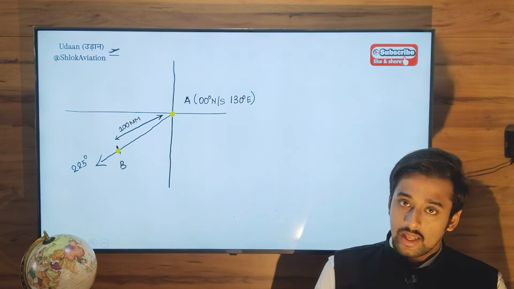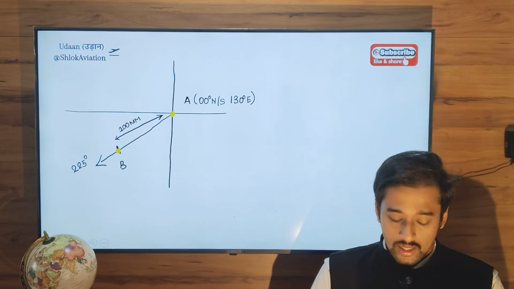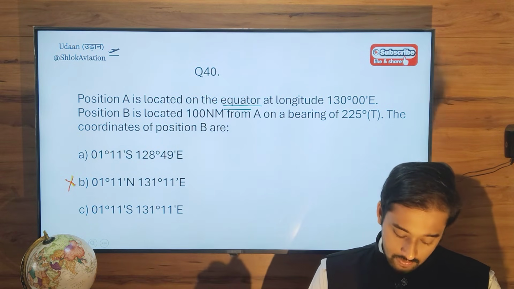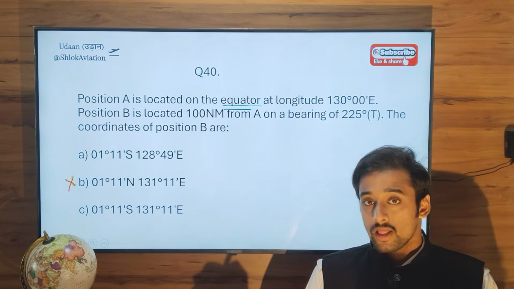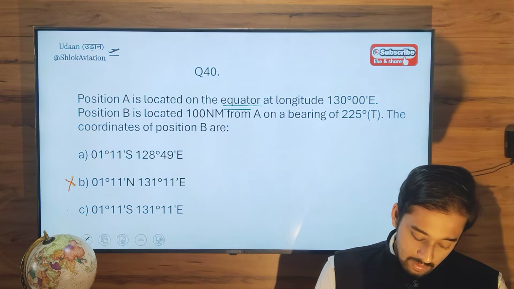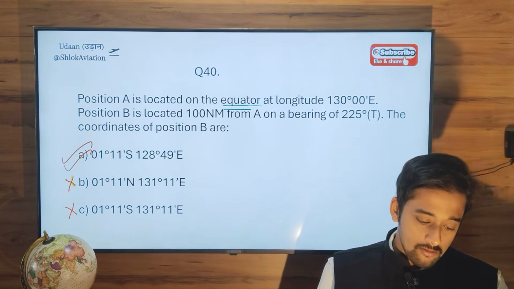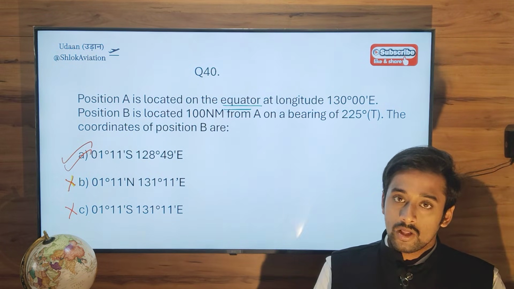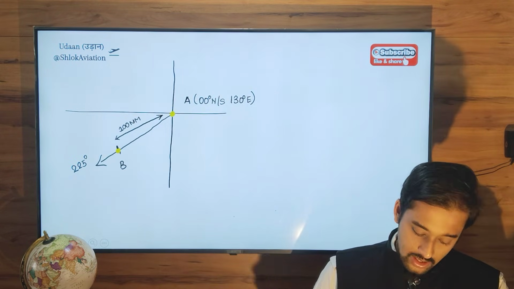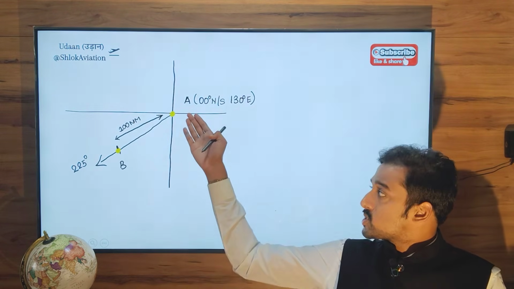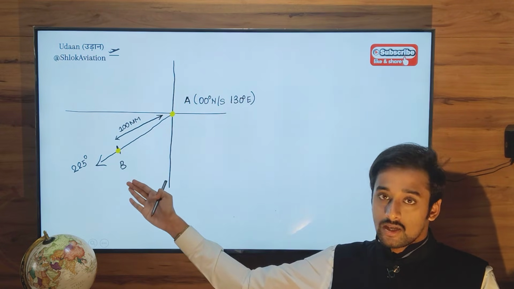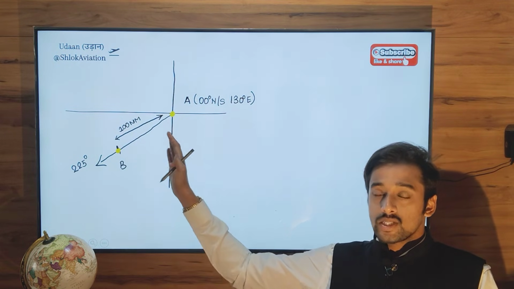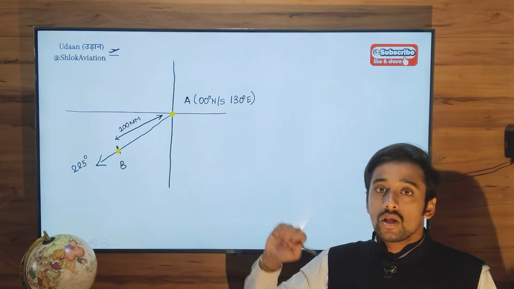So let's check if any option has a value less than 130 degrees. Option A has a value of 128, less than 130. Option C has a value of 131, more than 130. So we also eliminate option C, and the final option is option A. Just draw the diagram and you will get the idea. Option A is the correct option, because what matters here is the direction we are going in, southwesterly. South denotes latitude, westerly will be helpful to find a suitable longitude.